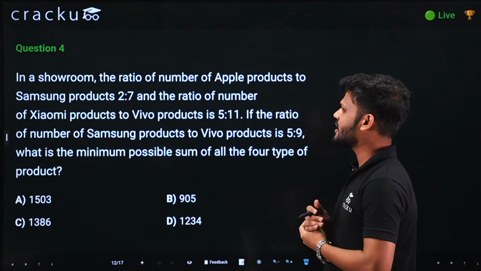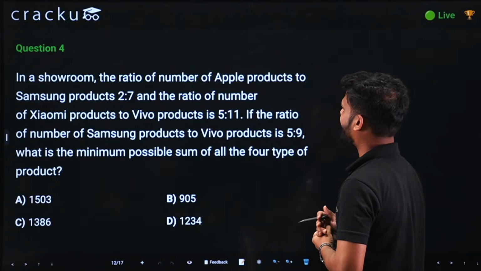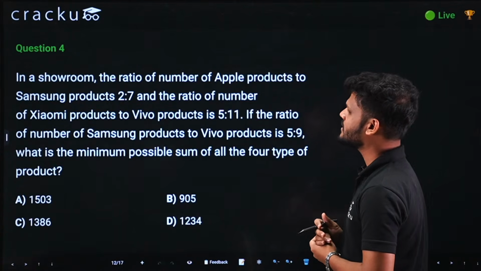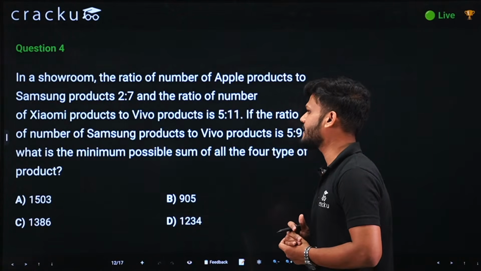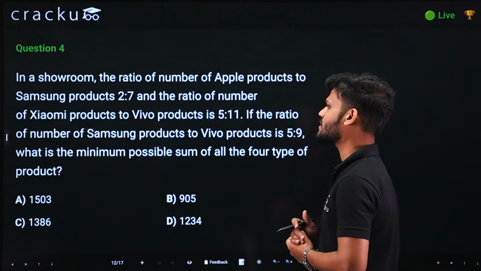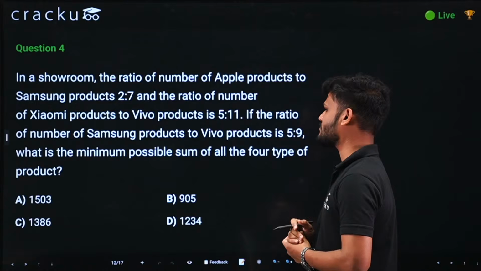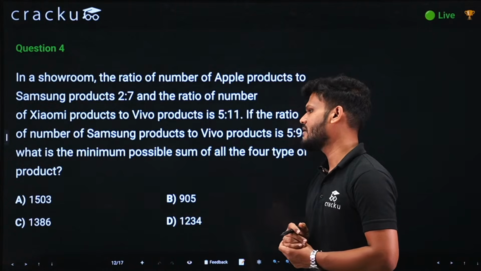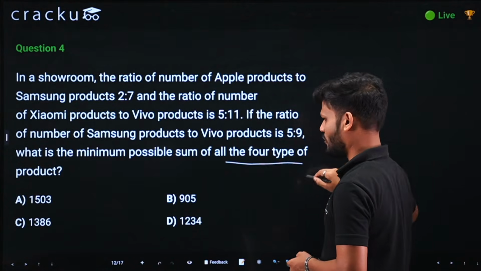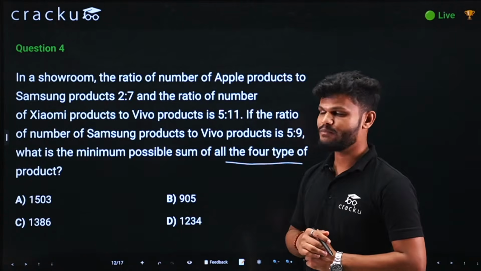It is given in a showroom, the ratio of number of Apple products to the Samsung products is 2:7, and the ratio of number of Xiaomi products to the Vivo products is 5:11. If the ratio of number of Samsung products to the Vivo products is 5:9, what is the minimum possible sum of all four types of products?